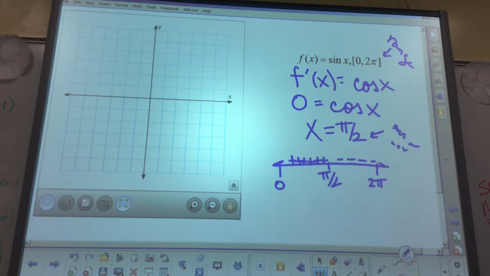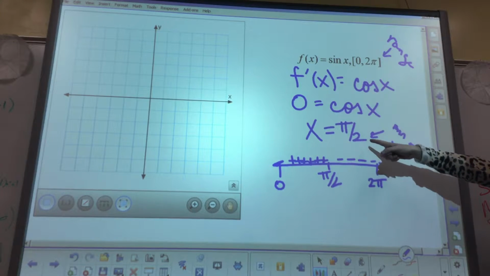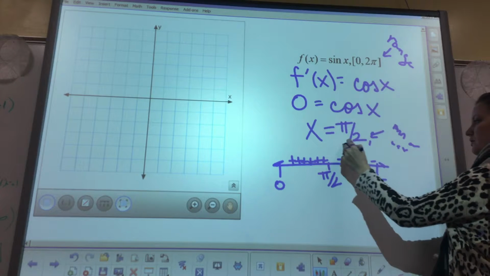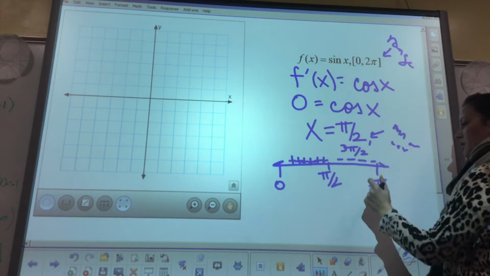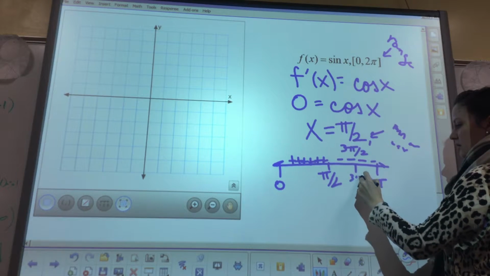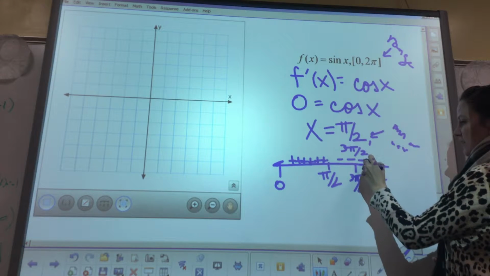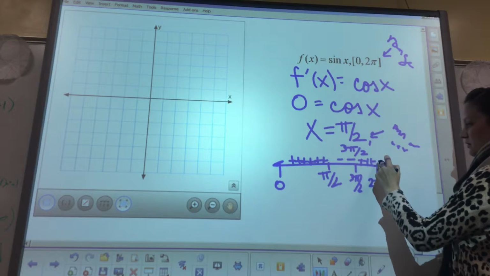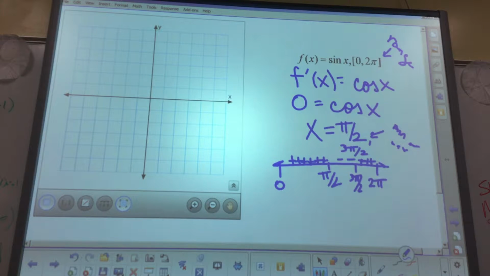I have a question. In the interval 0 to 2 pi, shouldn't we have more than one? Yeah, pi over 2 and 3 pi over 2. And then it's going to switch again, because it should be negative, and then it's going to be positive. Yeah. There we go. Better?